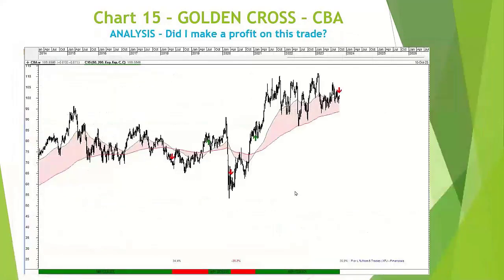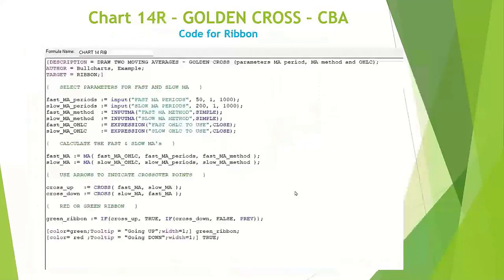Could you go back to the code for the ribbon? I'm just a little confused with the last line there. That one? Yeah, so the second last line, to me that's saying, if true, draw the green ribbon. Correct. The last statement there says true. Why does it say that?